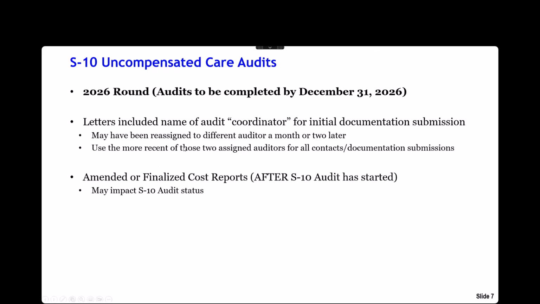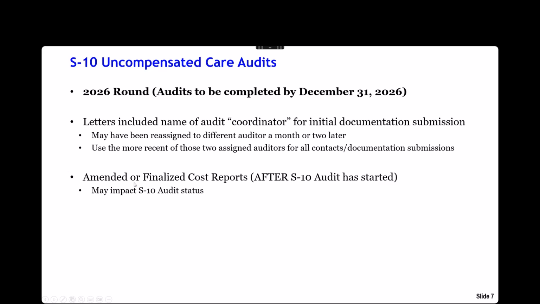And again, by now you should already know who your assigned auditor is, unless there's a brand new unit. I think we have one or two new units that just popped up due to a revision to their cost report. But other than that, most of you should have your assigned auditors already. You can work with them. If anything happens to get changed, you'll be notified of that as well.